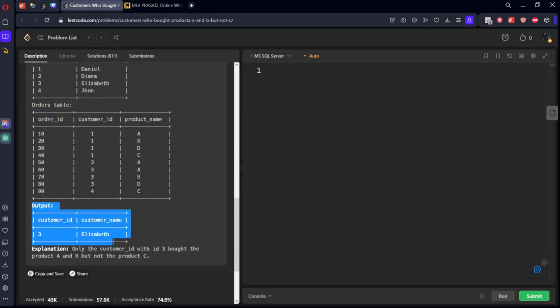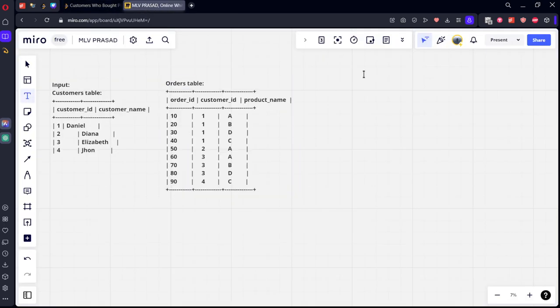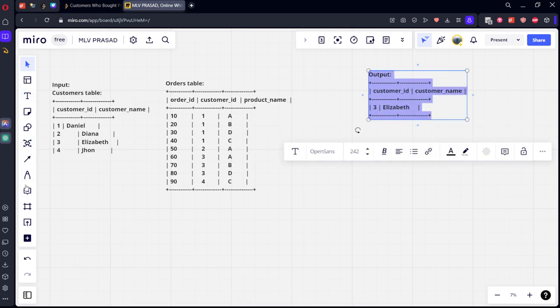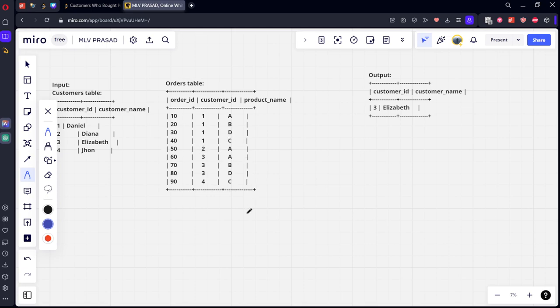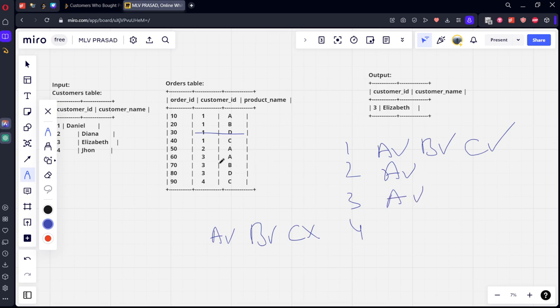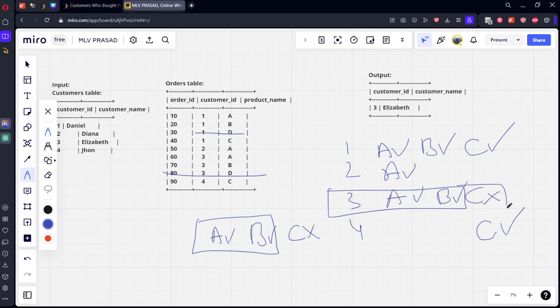Let's see the output also. What they're asking is, the person should buy from product A and product B mandatorily, and should not buy from C. Let's say there are four customers: 1, 2, 3, 4. The first bought from A, bought from B, D we don't care, and bought from C. The second person bought from A. The third person bought from A, the third person bought from B, D we don't care. The fourth person bought from C. If you see, only the third person has bought A and B, and C he didn't buy. Okay, this is what they are asking.